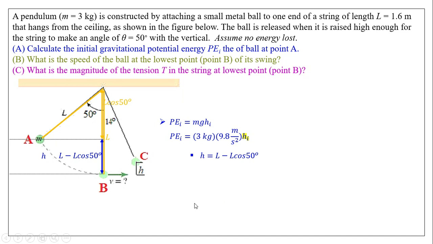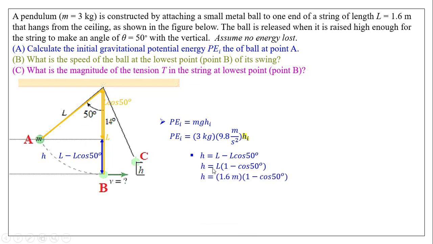So therefore, I carry my work over here. H is equal to L minus L cosine of 50, L being 1.6. And then that's it. So here, if you like to, you can leave it as L, which is 1.6 minus 1.6 times cosine 50. But what I like to do is factor out the L, because L is in the first term, L is also in the second term. But when you do your work, you decide if you want to factor out or not. I just like to factor things out.